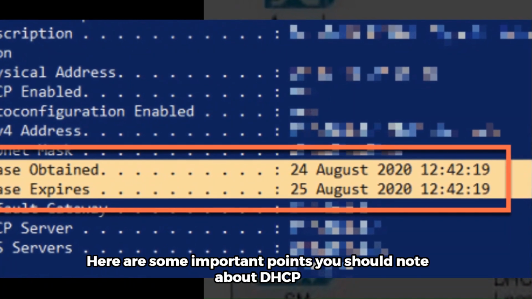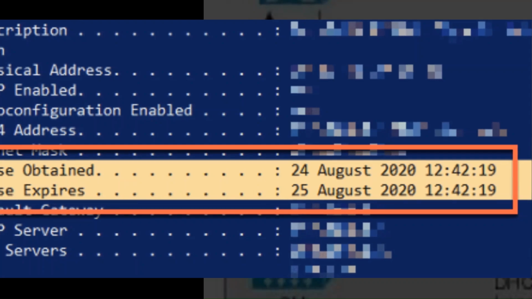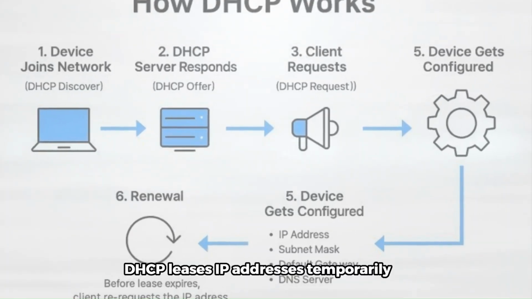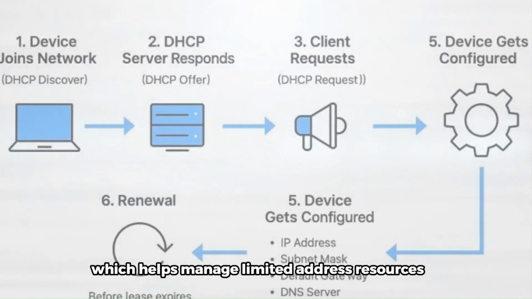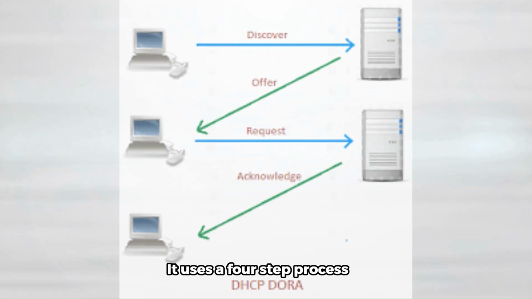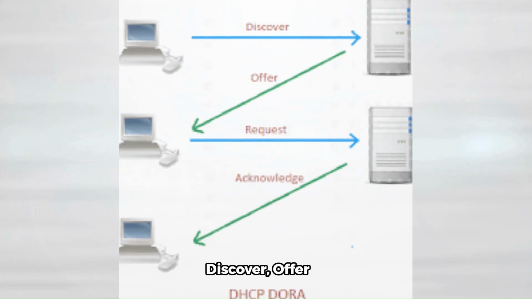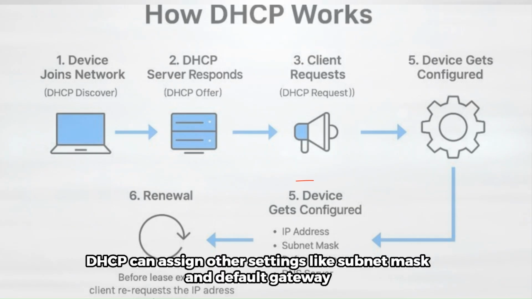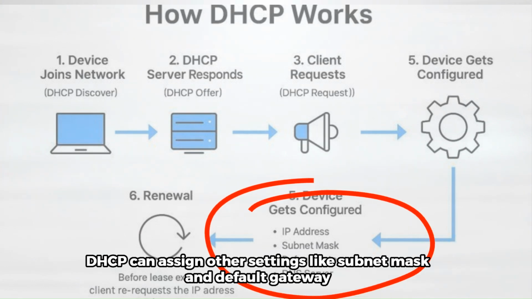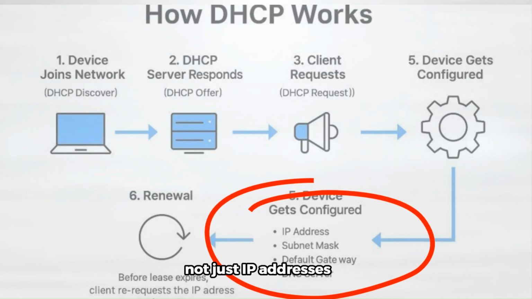Here are some important points you should note about DHCP. DHCP leases IP addresses temporarily, not permanently, which helps manage limited address resources. It uses a four-step process: discover, offer, request, and acknowledge. DHCP can assign other settings like subnet mask and default gateway, not just IP addresses.